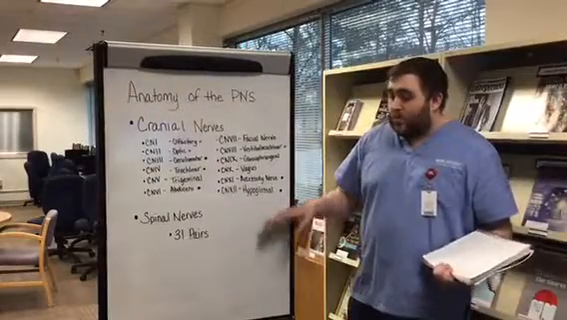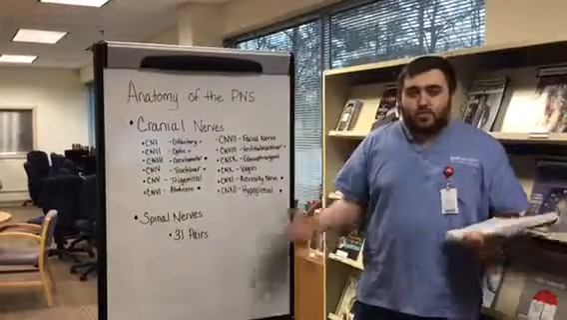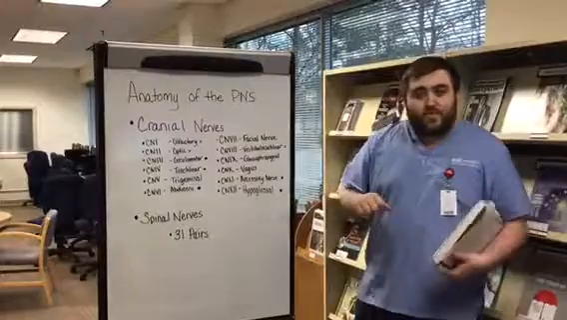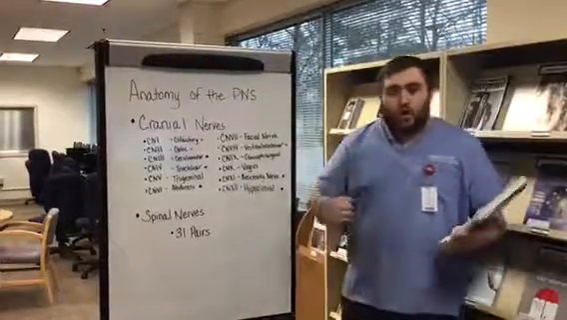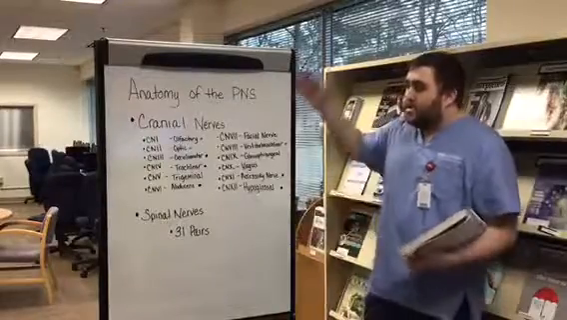And those all send information to your muscles in your appendicular skeleton, to move. So you can move your arm, move your leg. Those are coming from spinal nerves. And that covers the anatomy of the peripheral nervous system.